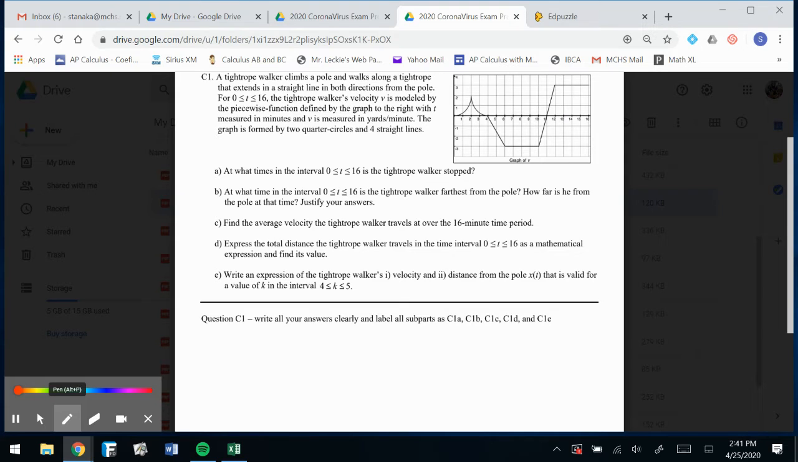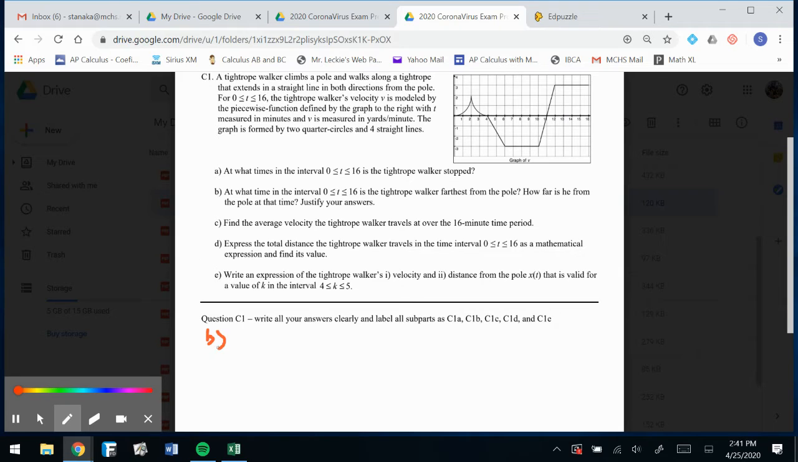Well, we all know that in terms of looking at our graph, if we're dealing with a particle, or in this case a walker, it would have stopped whenever the velocity is 0. So for this particular one, and it says to label it C1A, for this particular walker, the velocity is equal to 0 at t equals 0, 4, and 11. And you probably would have got 1 point if you were able to figure that out. Okay, let's go ahead and go to B.